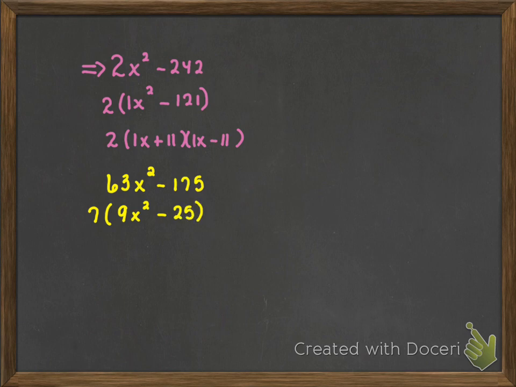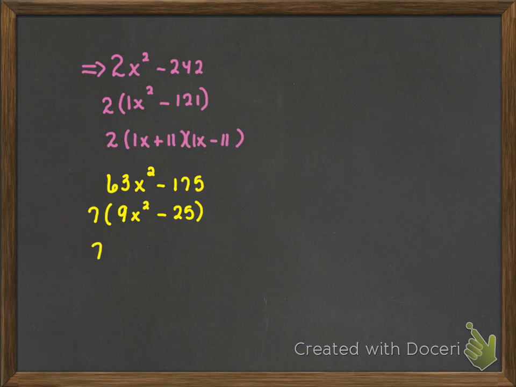Now, what's inside my set of parentheses is, in fact, the difference of perfect squares. 9 is a perfect square, x squared is a perfect square, 25 is a perfect square. What's separating them is a minus sign, so it is the difference of perfect squares. Keep in mind that you cannot factor the sum of perfect squares because what you get is an imaginary solution, which is not what we're dealing with here.